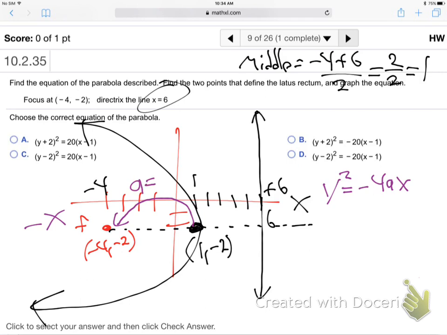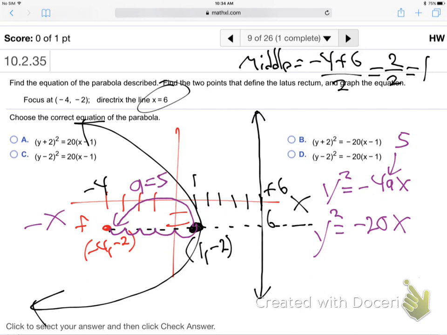From the center to the focus. Just count them on your graph. 1, 2, 3, 4, 5. A is 5. So we get y squared is minus 20x. Good so far. It's 4 times 5, 20. And it's minus because it's left.